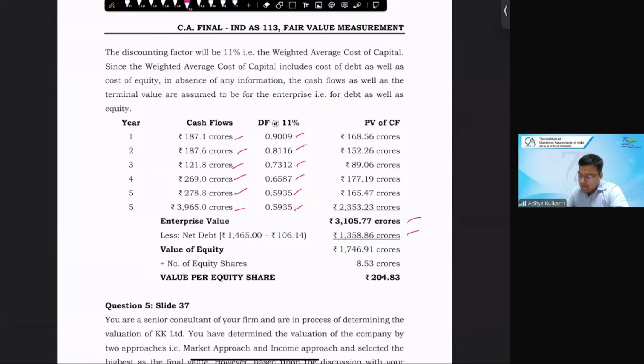So that leaves you with valuation of equity 1,746.91, divided by 8.53 crore shares, to give you a fair value per equity share of 204.83. All clear? Yes, sir. Yes, Pooja is confirmed. Hemant, Mamta, Nisha. Yes, sir. Okay.